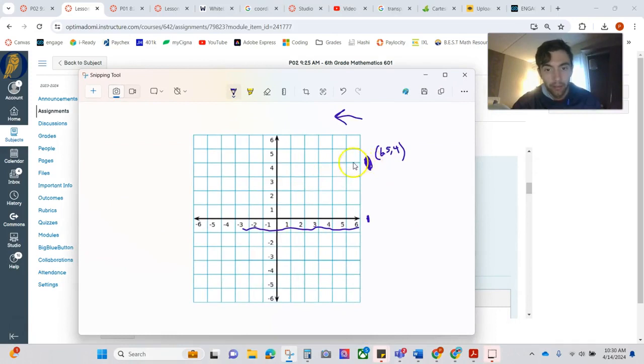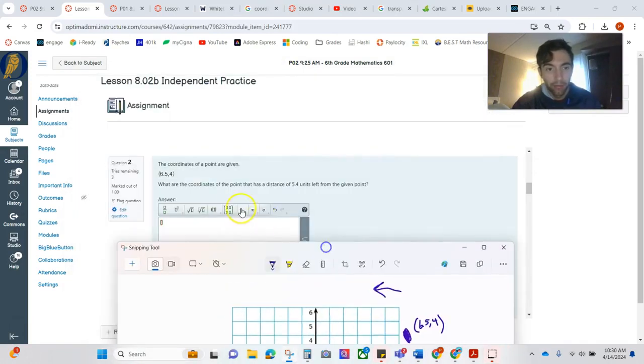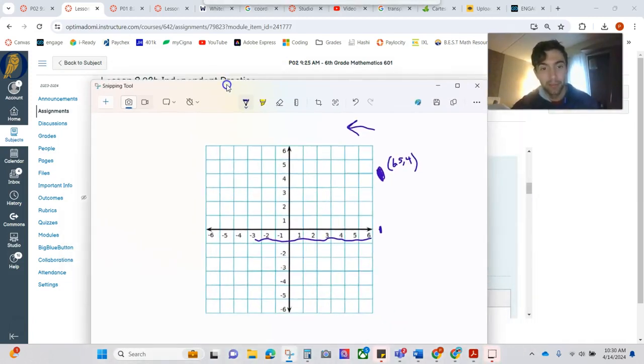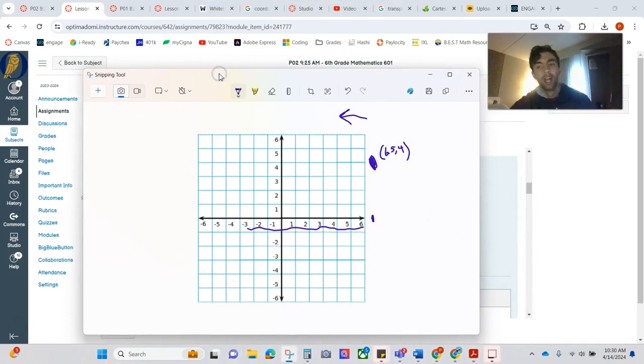Since we don't have a graph for this question, and since there's decimals, maybe the graph isn't the most efficient tool. Let's try and use a subtraction formula. Since the number is getting smaller, we can subtract. Also, since the height isn't changing, the y value doesn't change. Let's draw this out. So coordinates have an x value and a y value. The x value tells you how far over you go from the origin, to the left or right.